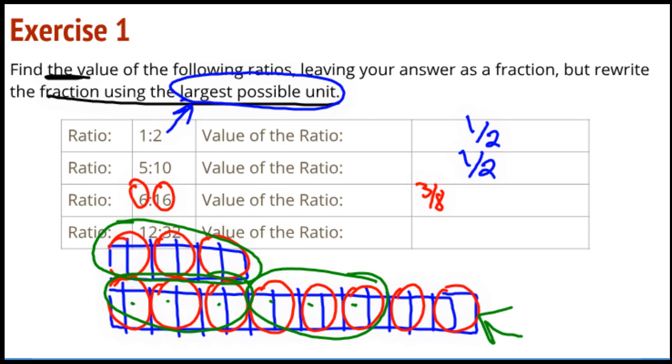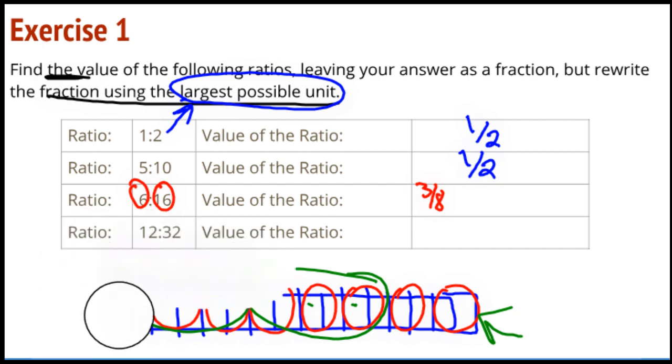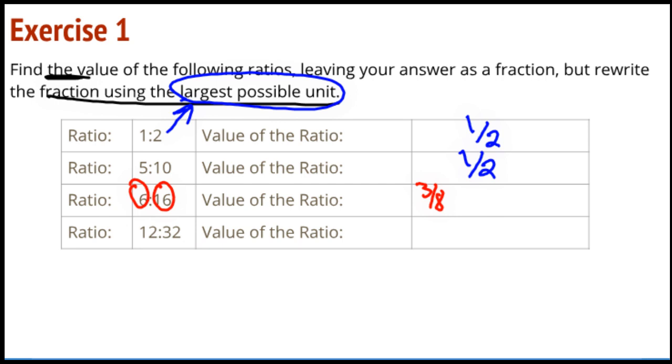Now, we've already established that 12 to 32 and 6 to 16 are equivalent ratios. We did that on the first slide. So the question is, can we prove that by doing this unitizing? And I know that this is a big tape diagram, but let's go ahead and give it a try. You know what? I'm going to make it even bigger so that we can see what's happening.